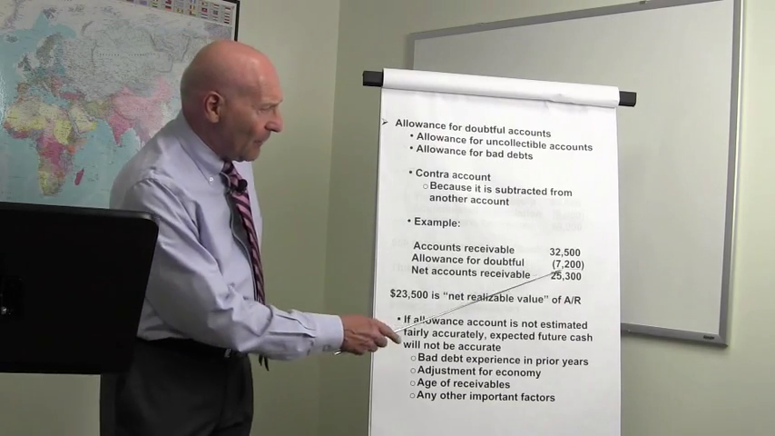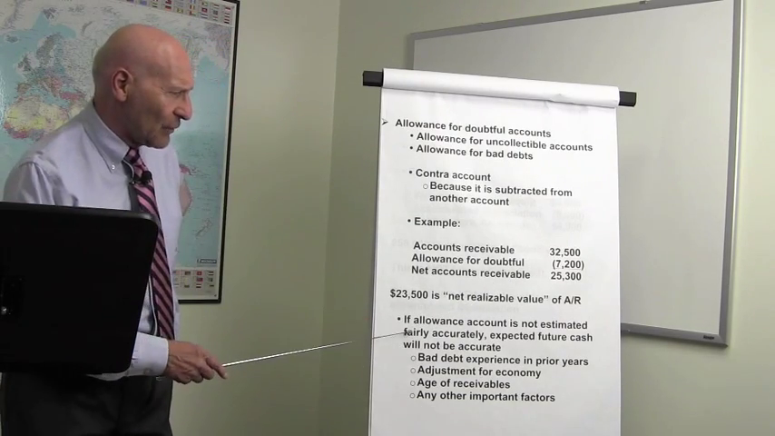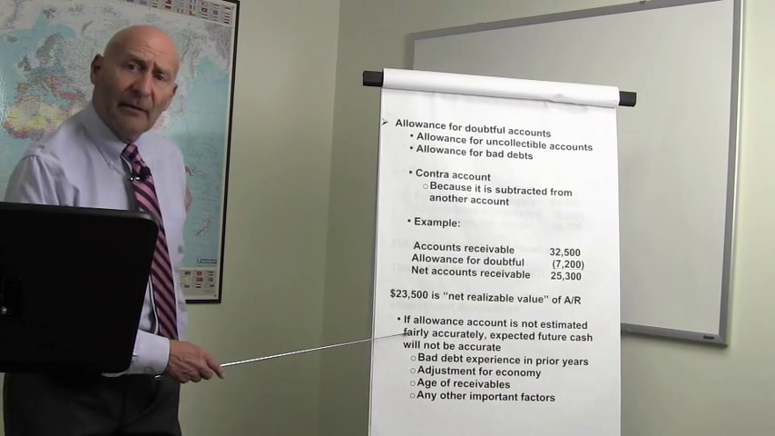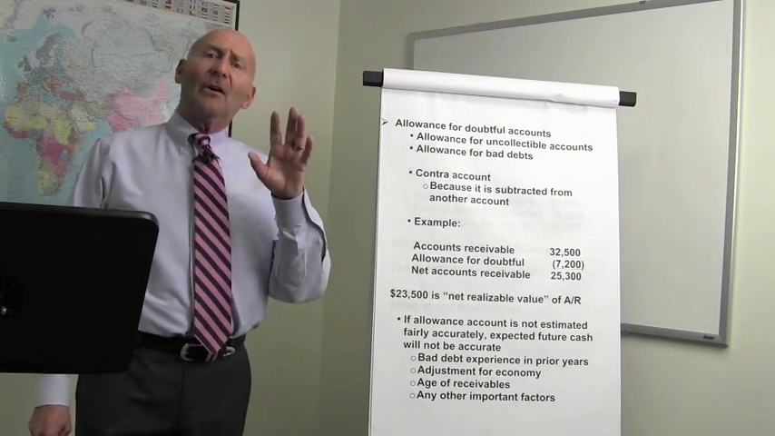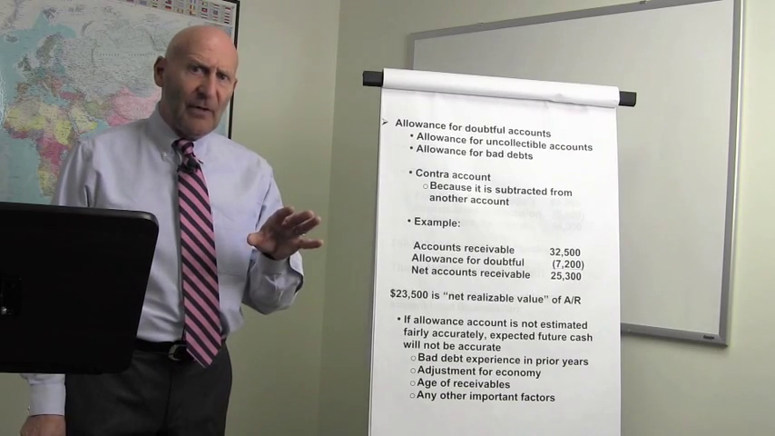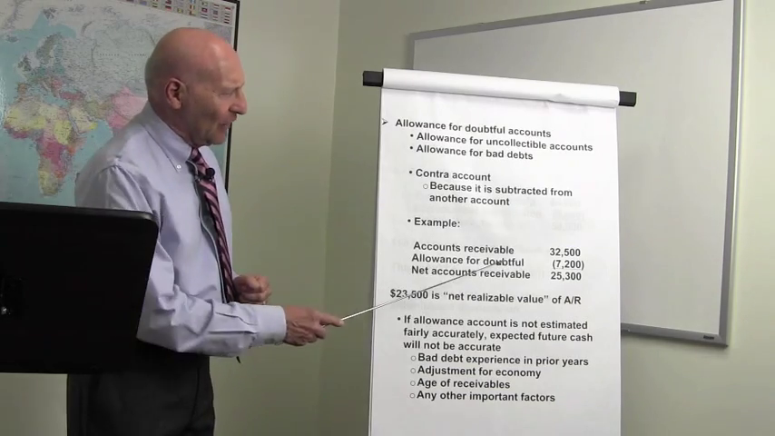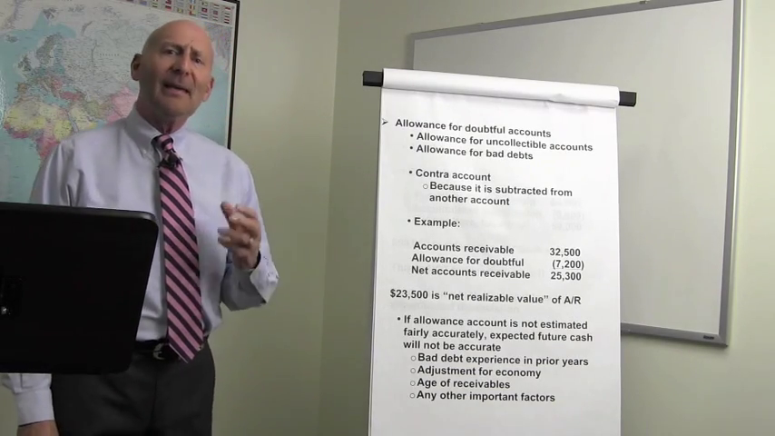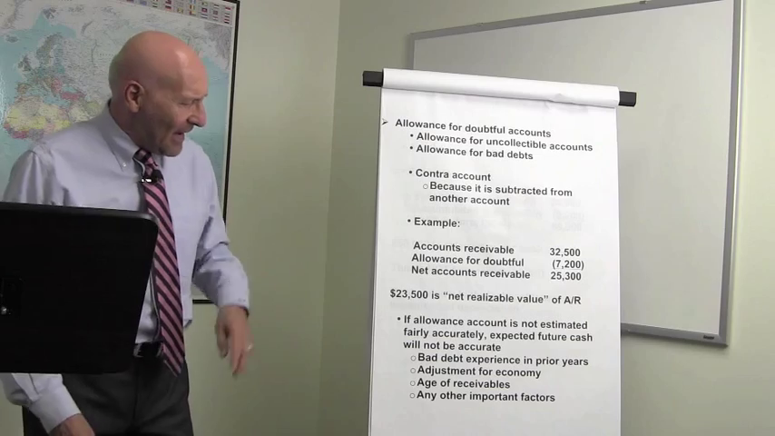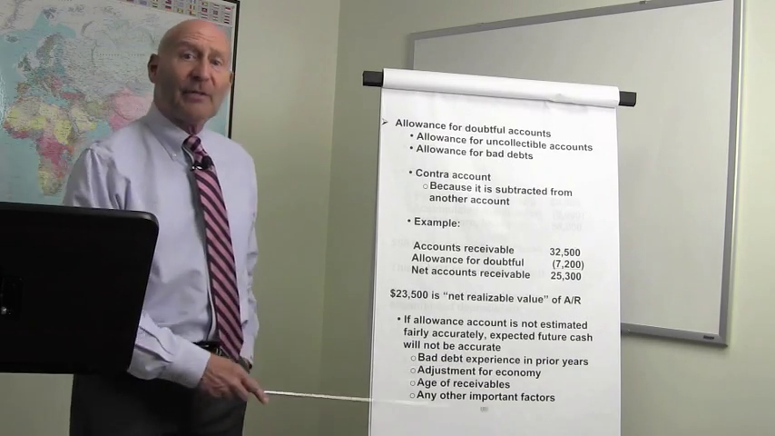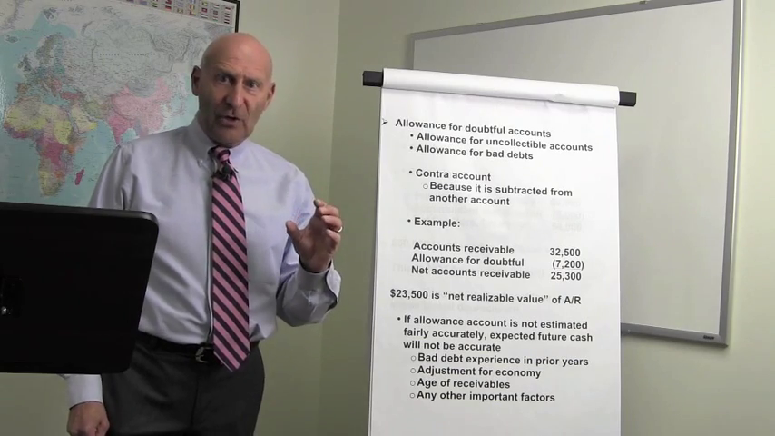Now, how do we come up with this $7,200? Well, if the allowance account is not estimated fairly accurately, then our expected future cash flow is not going to be accurate either. So it's very important that this allowance for doubtful accounts is figured accurately. How is that done? Well, there are several different ways. We can take the bad debt expense in prior years. That's a great starting point.